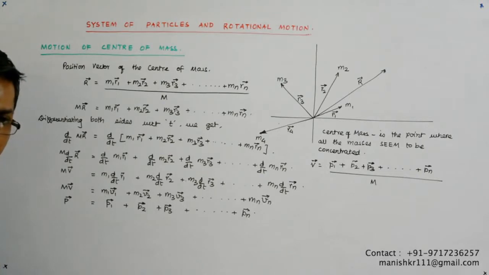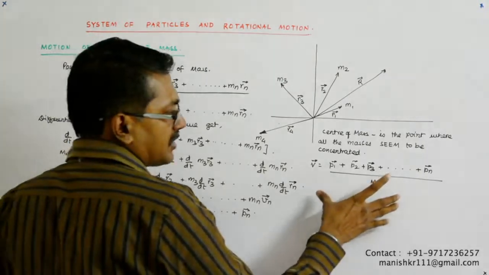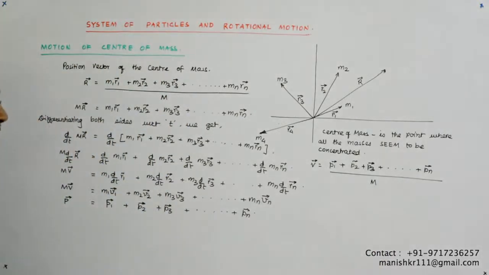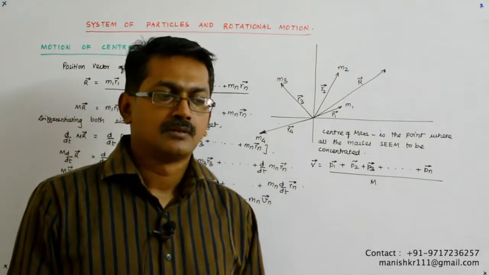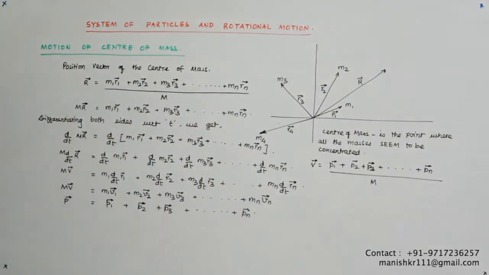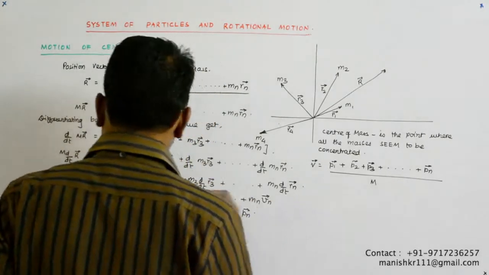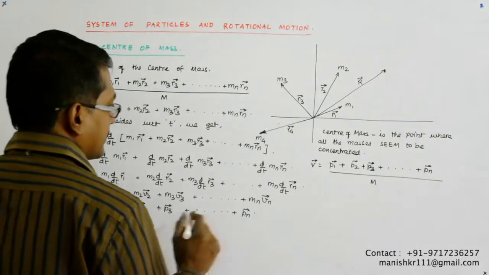Correct? How my center of mass moves is given by this. And I also know that my momentum for the center of mass, for the system as a whole, is equal to the sum of momenta of all the individual particles. Now, what if I differentiate this?